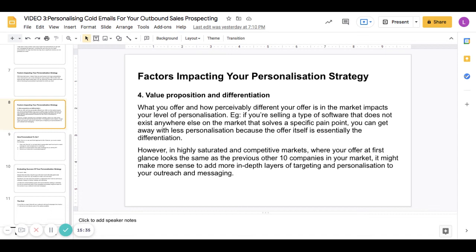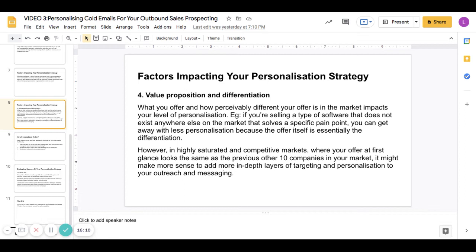So in these kinds of examples, it might make more sense to look at adding more in-depth layers of hyper-personalized targeting and messaging as part of your outreach. That's a really important thing to think about. That could be in the form of case studies, maybe hyper-personalized first lines. It could be mentioning something that you noticed about them from their social profiles or something like that.